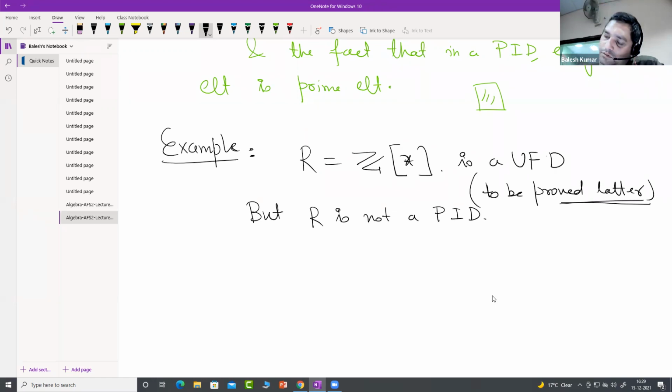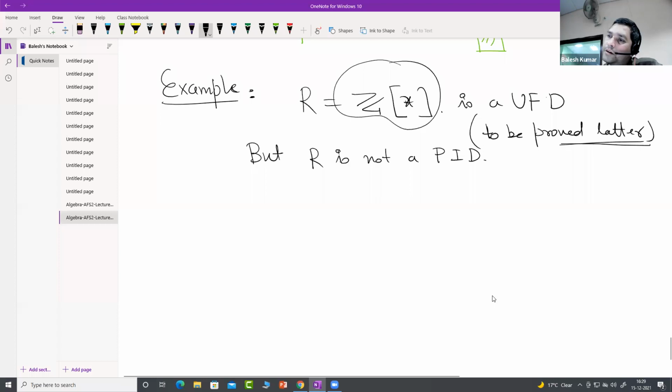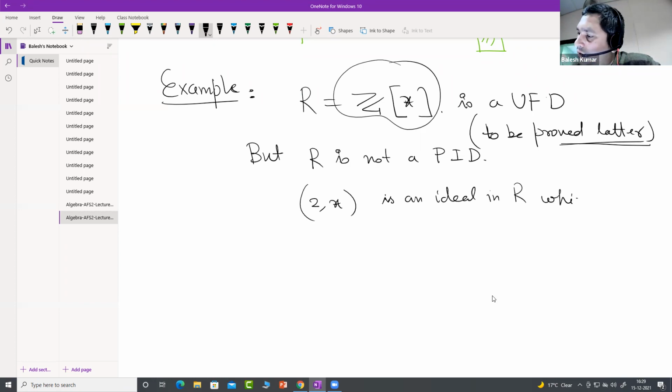That's obvious because there is a maximal ideal inside this polynomial ring which is not principal. If you take a prime p, for example 2, and the ideal generated by 2 and X, then this is an ideal in R which is not principal. You can prove that by yourself.